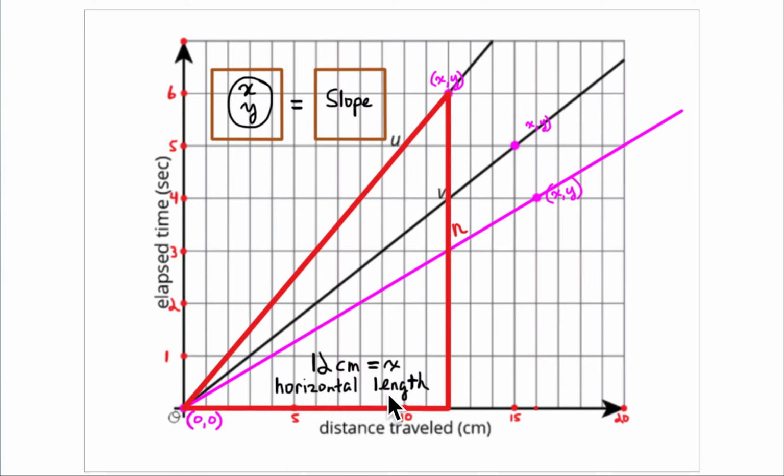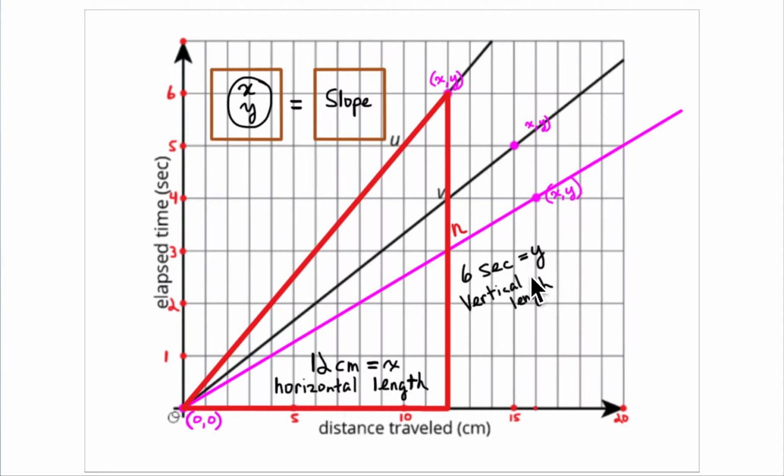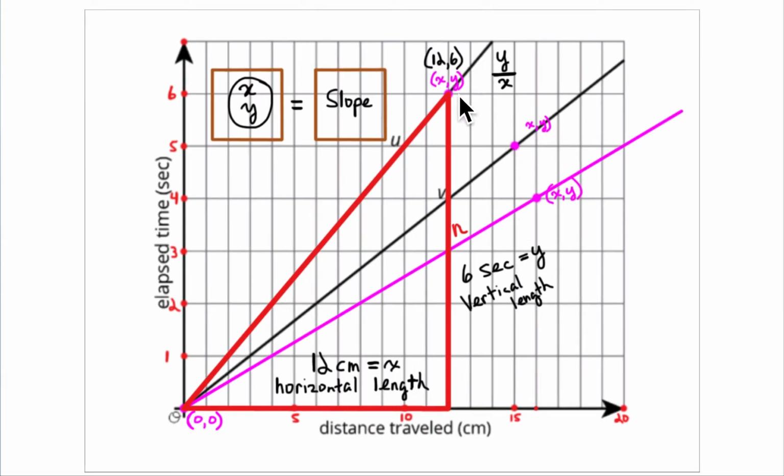So the horizontal distance is 12 centimeters. The vertical distance is 6 seconds. And notice that 6 seconds is 1/2 the horizontal length, the 12 centimeters. So the number, the unit, is 1/2 of the unit for the horizontal distance. So the x-coordinate is the 12, that's the horizontal distance. The y-coordinate is the 6, that's the vertical distance.